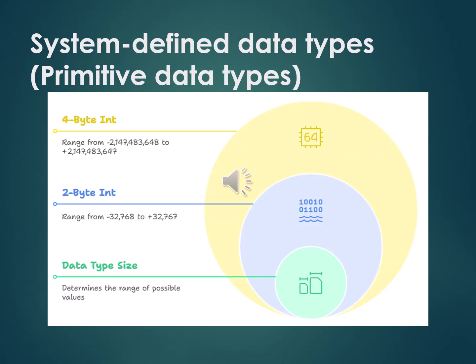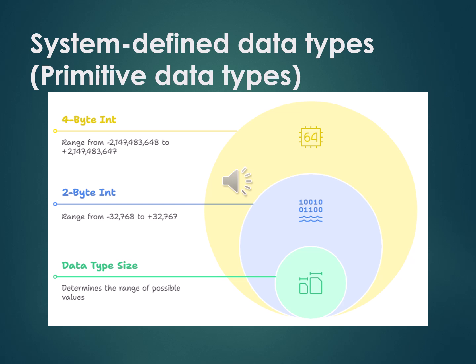System-defined data types, also called primitive data types, are predefined by the programming language. Depending on the size of these data types, the range of values they can store also changes. For example, an int may take either 2 bytes or 4 bytes of memory. If it takes 2 bytes, or 16 bits, it can represent values from -32,768 to +32,767. This is written as -2 to the power 15 to 2 to the power 15 minus 1.